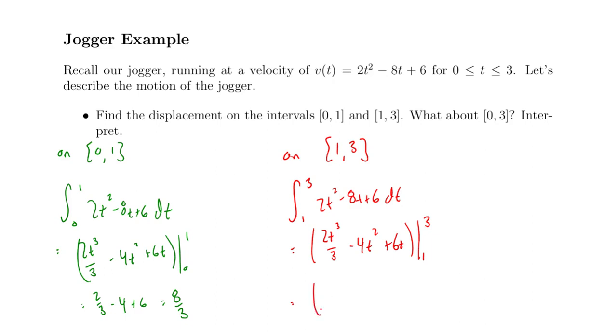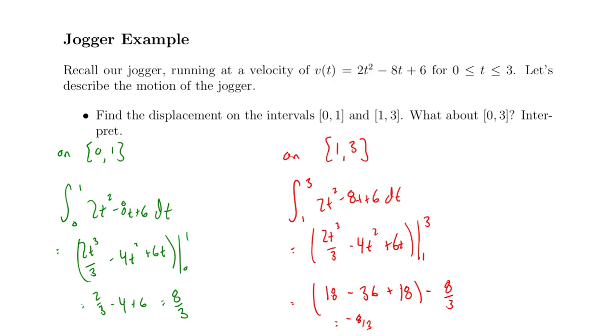So let me evaluate at 3 first. 3 cubed over 3 is really 3 squared. So this is 2 times 9. So I'll just say this is 18. Minus 4 times 9, that's 36, plus 6 times 3, sorry, that's 18, minus this whole thing evaluated at 1, which I already know is 8/3. All right, so 18 plus 18 is 36, minus 36, that's 0, so I've got negative 8/3.